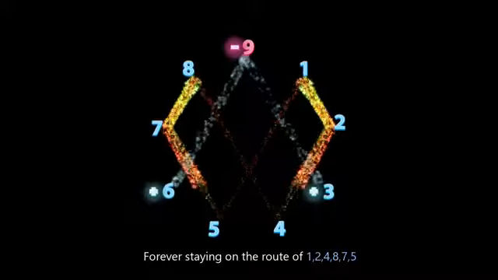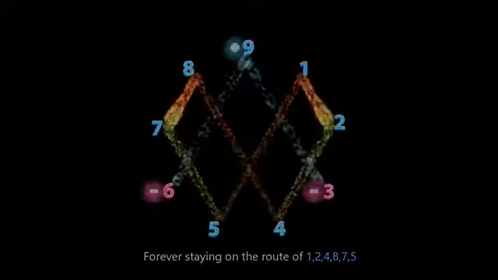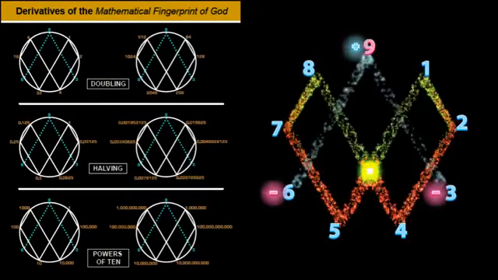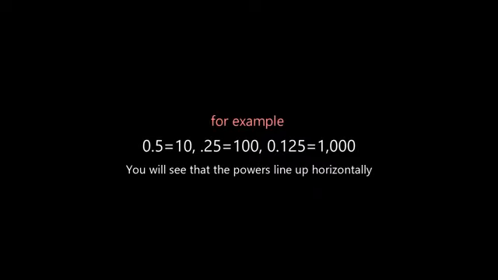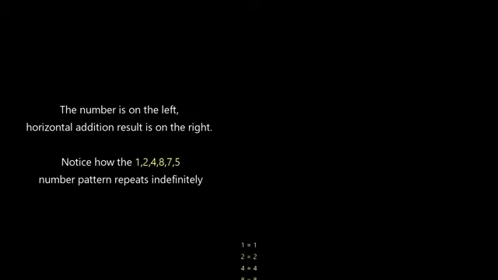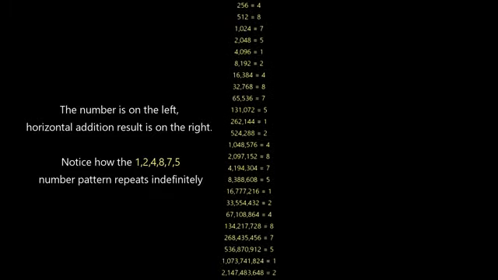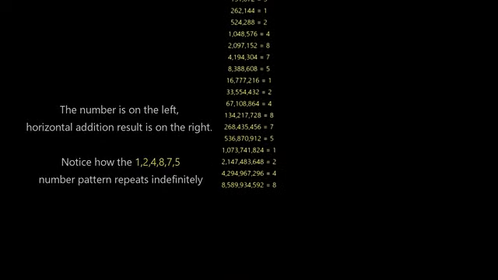This number sequence stays intact, as you halve numbers as well. The powers of 10. As you replace the decimal numbers with their power, for example, 0.5 equals 10, 0.25 equals 100, 0.125 equals 1000, you will see that the powers line up horizontally. The number is on the left, the horizontal addition result is on the right. Notice how the 1, 2, 4, 8, 7, 5 number pattern repeats indefinitely.